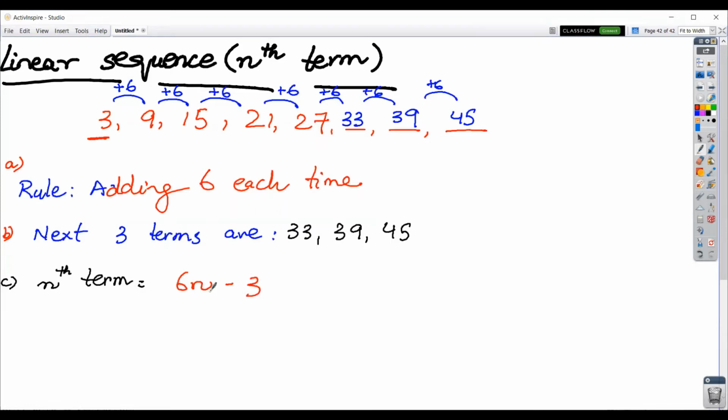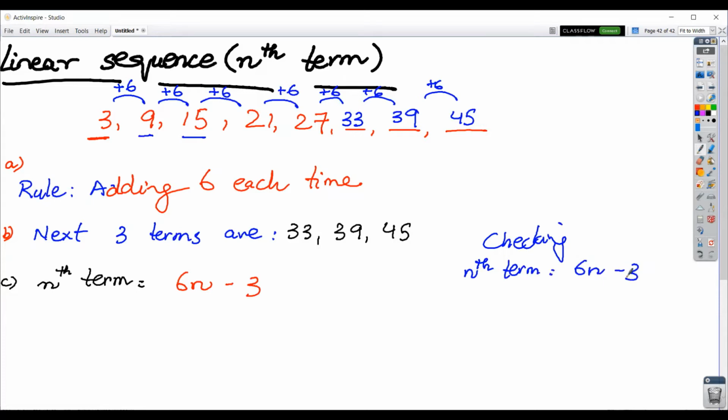If you take n equals 1, you can check whether the nth term you have found is correct. When you sub in n equals 1, you should get the first term. When you sub in n equals 2, you must get the second term. n equals 3 must give you the third term. So you can check it. I'm just showing you the checking on the side. So we know that the nth term of the sequence we have found is 6n minus 3.